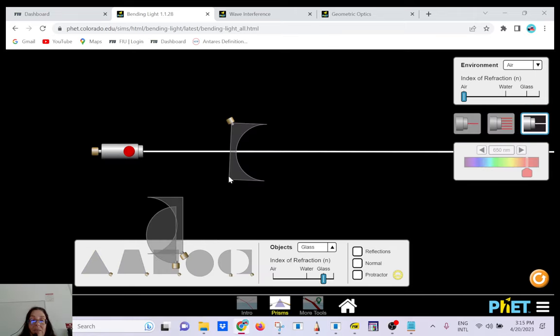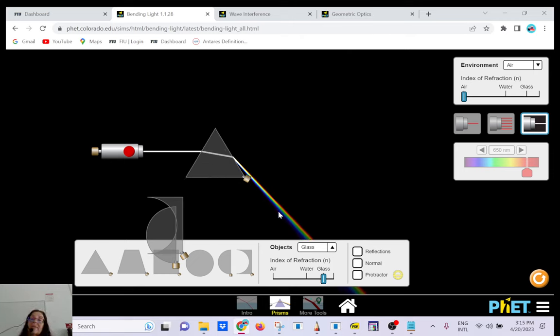Now, if I have white light, what can I do? I can do the rainbow. You see, that's a prism. It's white light, so it's not just one frequency, it's all frequencies mixed together. And when it goes through glass, it's not going to be refracted by the same amount because the speed of light depends on the frequency. See how it works?